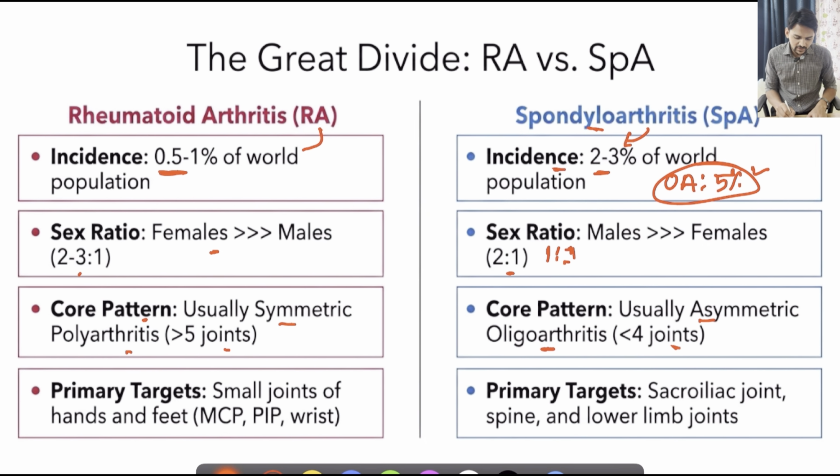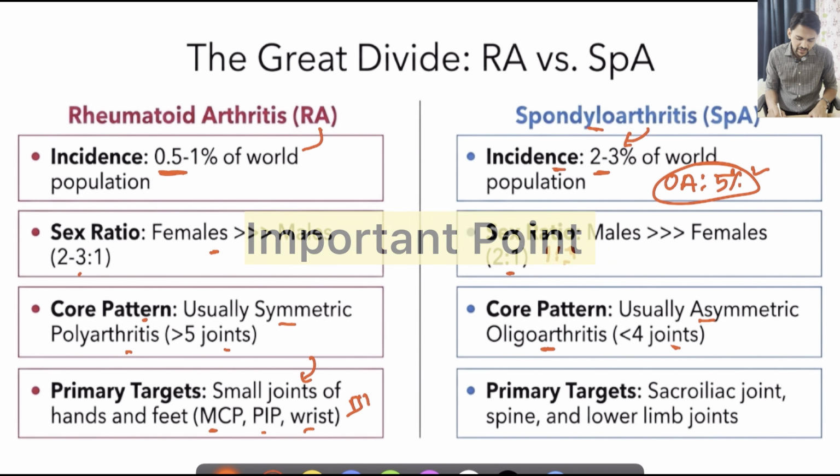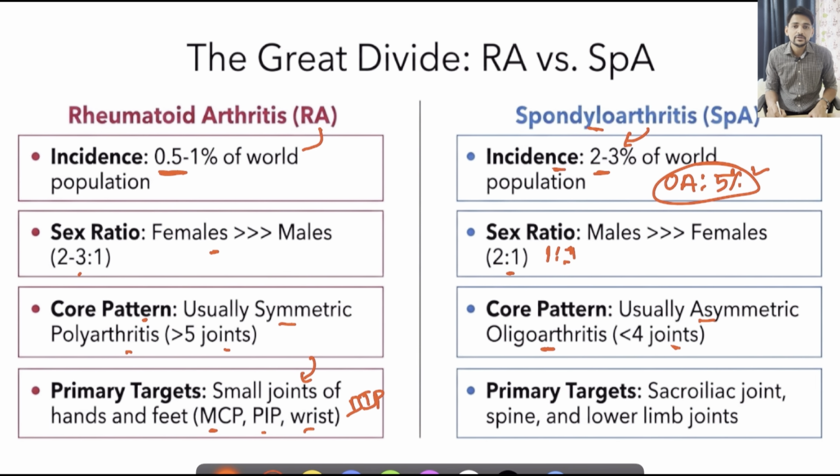And in particular, there is a typical pattern also. For example, rheumatoid arthritis will affect the small joints of hands and feet, like metacarpophalangeal or proximal interphalangeal joint, even wrist. And one of the hallmark features is it will spare the DIP, distal interphalangeal joint. Whereas spondyloarthritis primarily targets the sacroiliac joint, spine, and the joints of lower limbs.